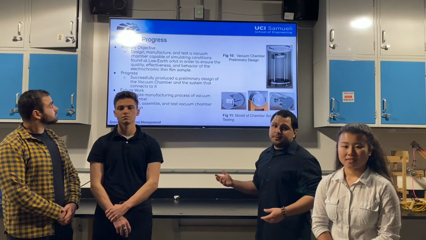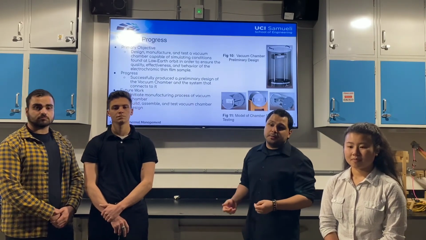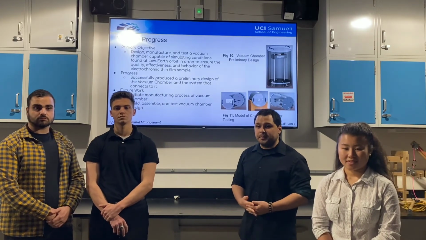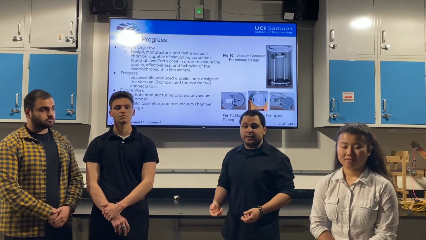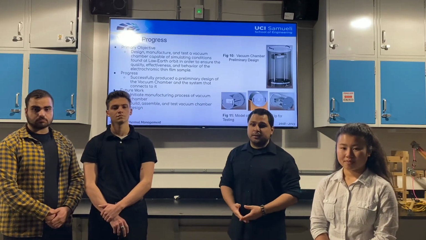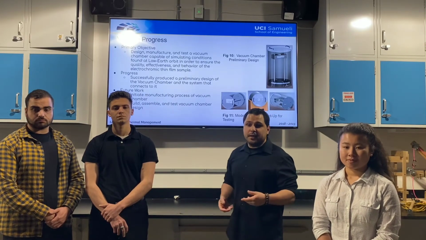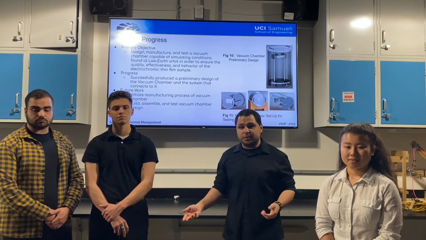For the vacuum team, the primary objective is to design, manufacture, and test a vacuum chamber capable of simulating conditions found in low Earth orbit. This is to ensure the quality, effectiveness, and behavior of the electrochromic thin film sample. The progress this quarter was that the vacuum team was able to successfully produce a preliminary design of the vacuum chamber and the system that connects to it.